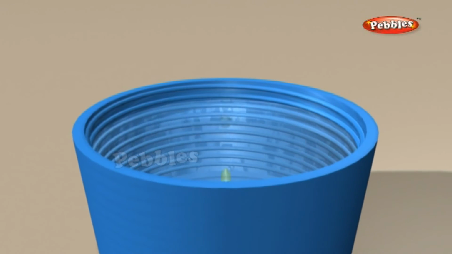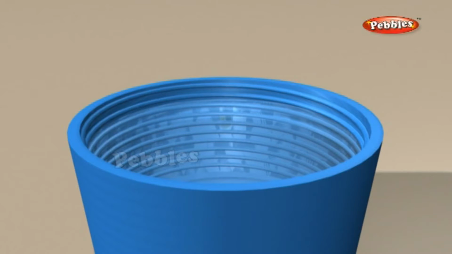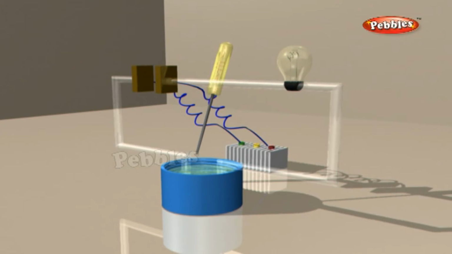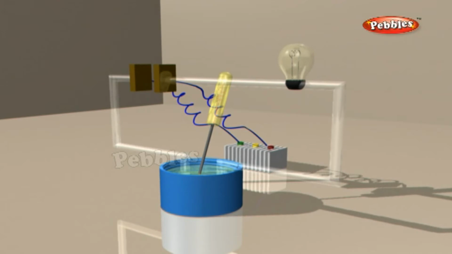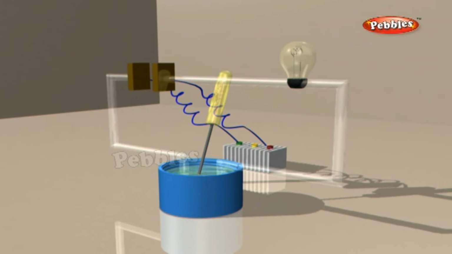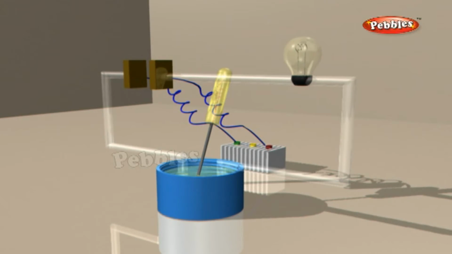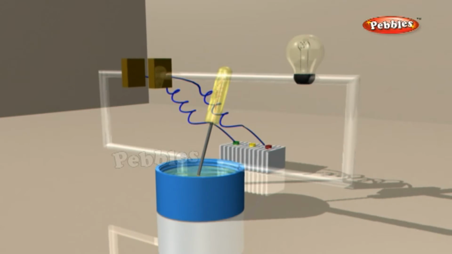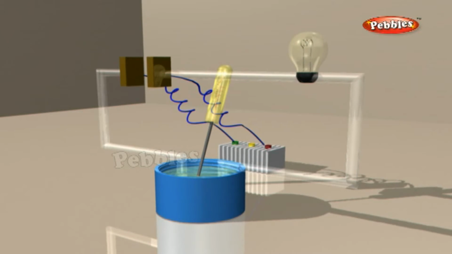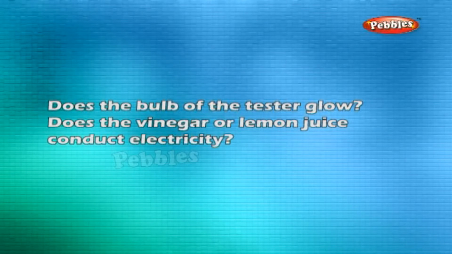Pour 1 teaspoon of lemon juice or vinegar in 1 cap. Bring your tester over this cap and let the ends of the tester dip into lemon juice or vinegar as shown. Take care that the ends are not more than 1 centimeter apart, but at the same time do not touch each other. Does the bulb of the tester glow? Does lemon juice or vinegar conduct electricity?